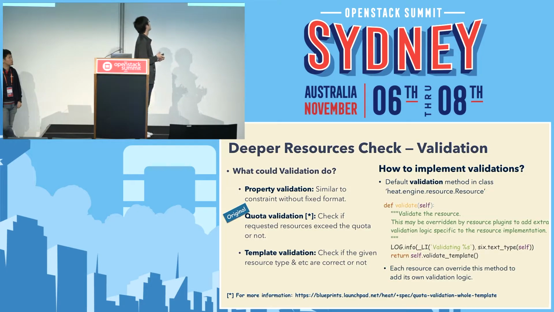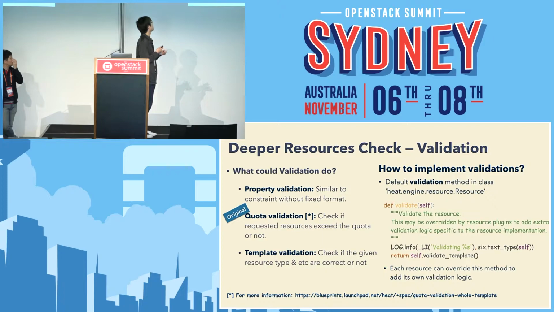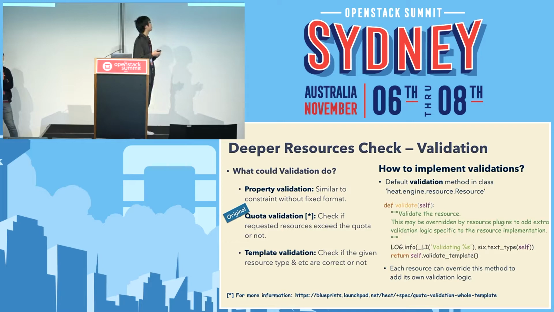And the second part is about validation. So what is validation, and how can it contribute to the self-check value? Briefly, for our enterprise cloud, there are three kinds of validations. The first one and the third one are included in the original Heat, and we added the second one, a quota validation. Let me introduce from the first one. The first one, the property validation, is similar to the constraint, and it will do some validation on the properties, but without any fixed format. You can do whatever you want.